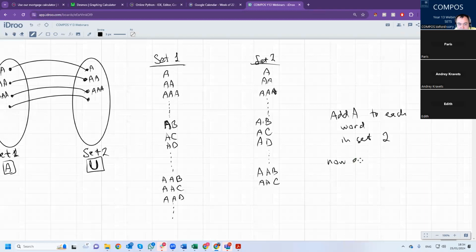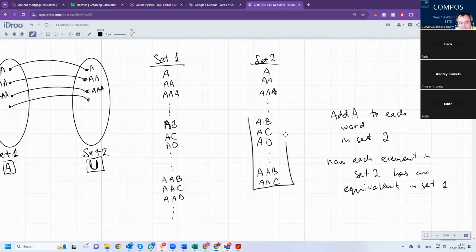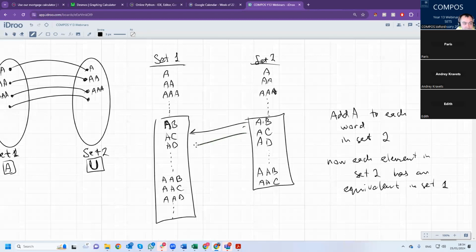Now, because all the words are different, after adding A these words are still different. So all these words are still different, and each word has exactly one copy in set 1.